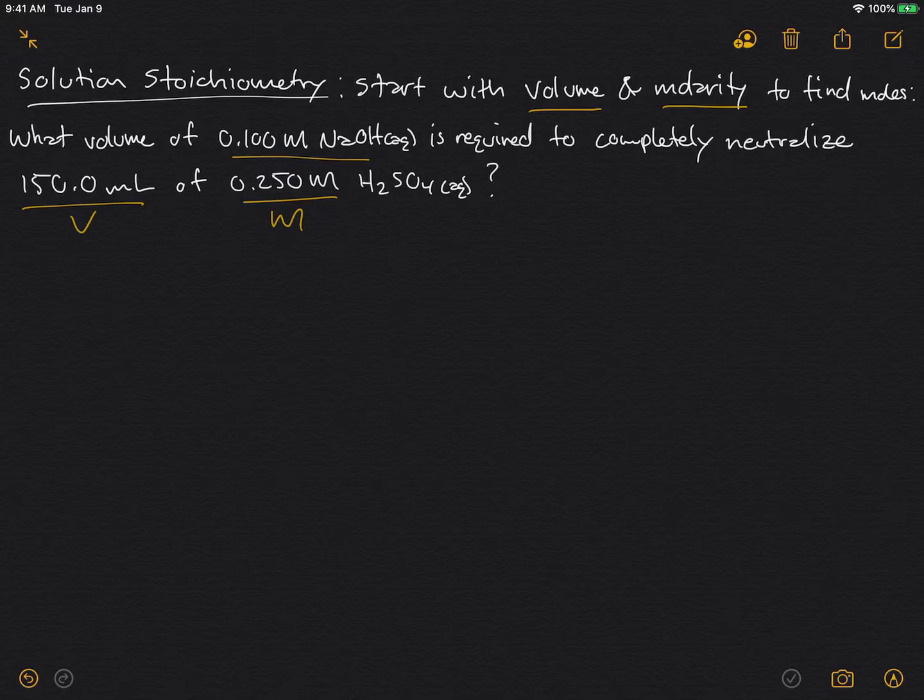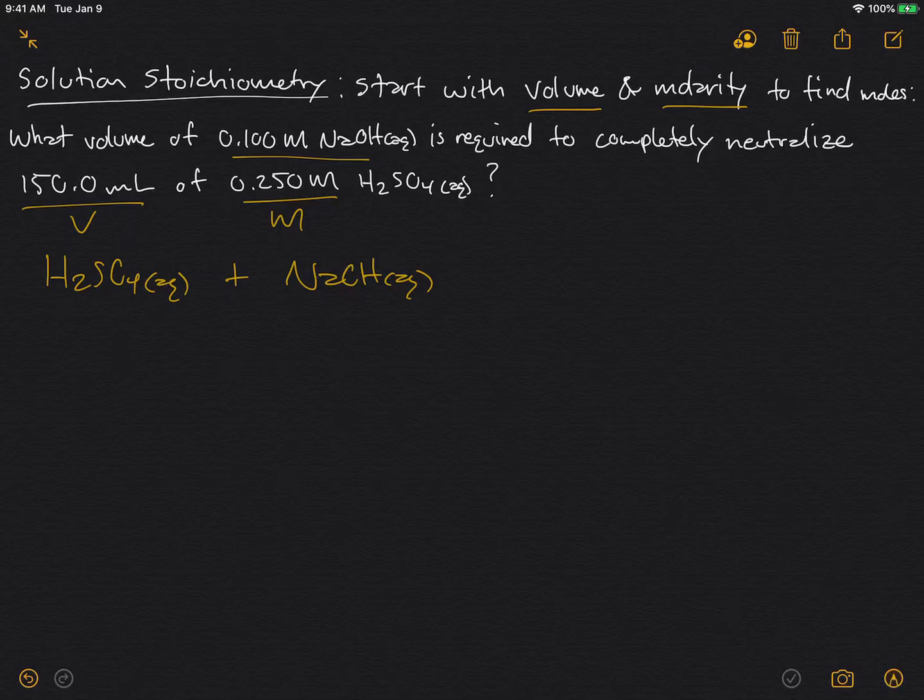At first glance, this might look like a dilution problem, but don't go down that road. If it's a dilution problem, it only has one substance. Here we've got two different things reacting. So the first thing we should do is write the balanced equation. We've got sulfuric acid reacting with sodium hydroxide.